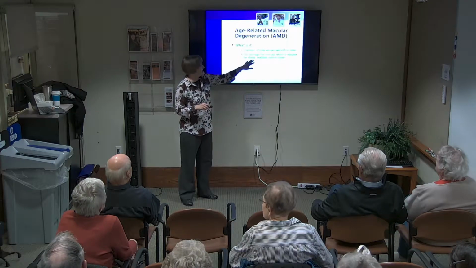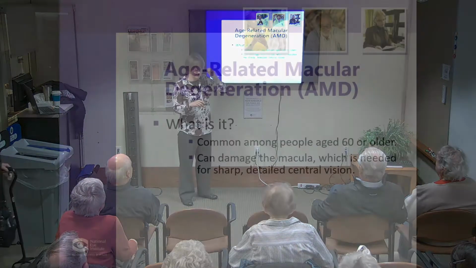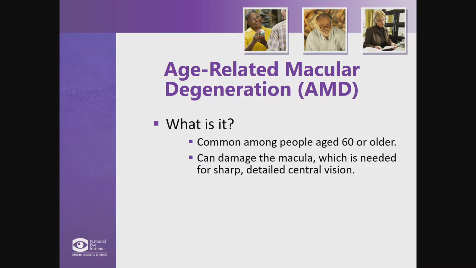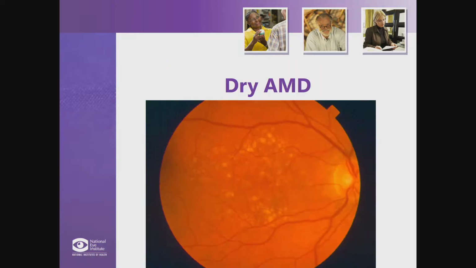It causes damage to the macula, and that's that area we were saying that's needed for your sharp, detailed central vision. This is kind of a picture of what we see in the back of the eye. We see these little white spots. These are called drusen, and they're actually little deposits. Sometimes a blood vessel will kind of grow up underneath these little deposits, and then it bleeds. And that's what we call wet macular degeneration.